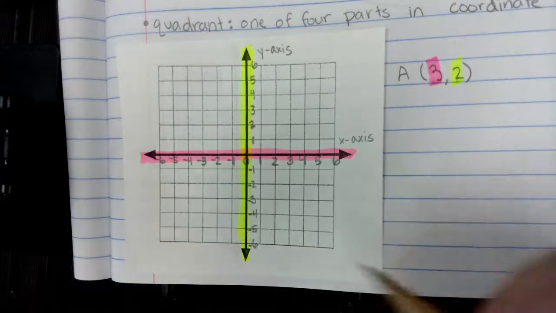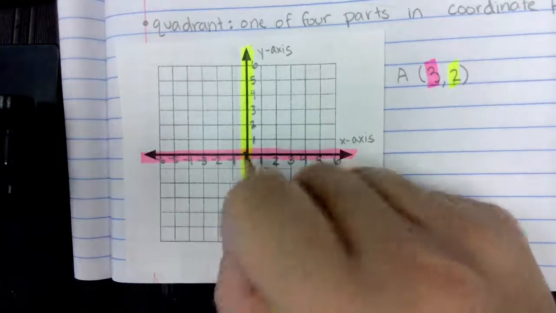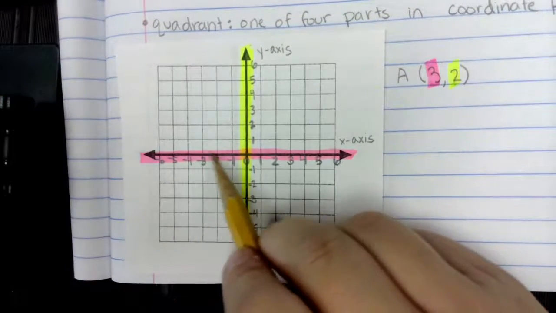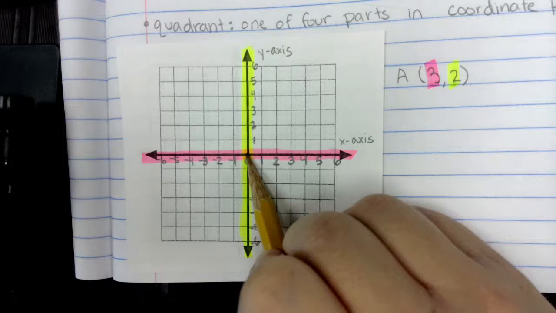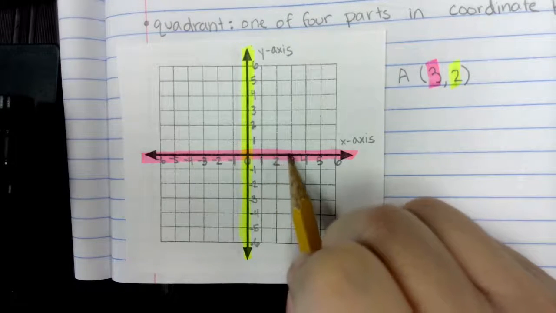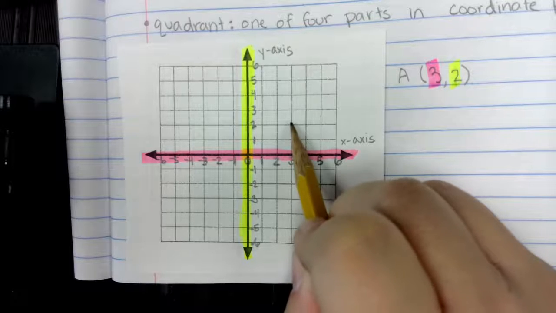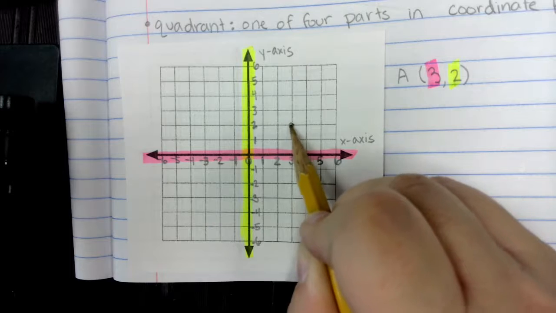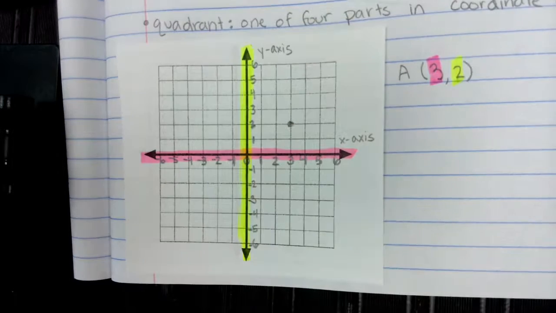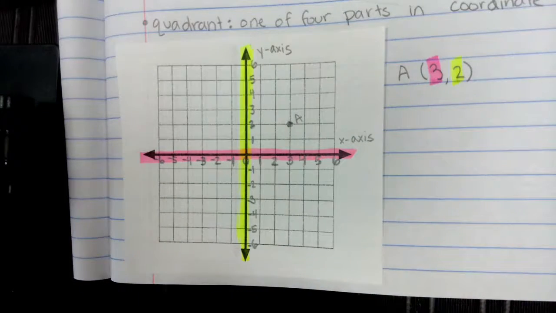So I'm going to start at my origin, my 0. And I want to go to 3 on my x-axis, which in this case it's really easy for me to see. It's a pink one. So 3, that's positive. I'm going to go 1, 2, 3, and I'm on that line. And then I go positive 2 on the yellow, which means I'm going to go up 1, 2. And the point goes right where those two lines meet, where they intersect. And that is point A. So we're going to just put a little A there.